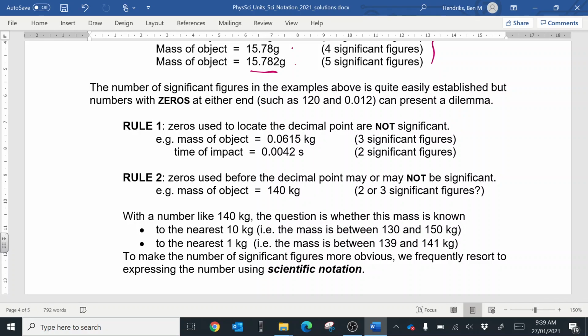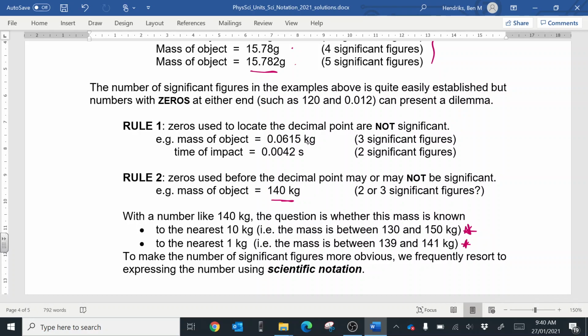Okay, so the second rule here, zeros used before the decimal place may or may not be significant. So this is where the confusion comes in, because 140 kilos, if it's to two significant figures, if we just count the 1 and the 4 as significant, then the mass can be anywhere between 130 and 150 kilograms. So there's quite a large difference between 130 and 150 kilograms. But if it's the nearest kilogram, so if this zero is significant, so three significant figures, then it's only between 139 and 141 kilograms. So we know much more precisely how much this object weighs.